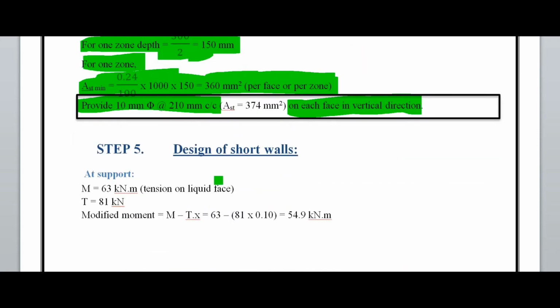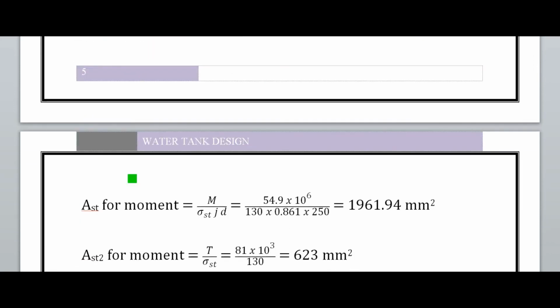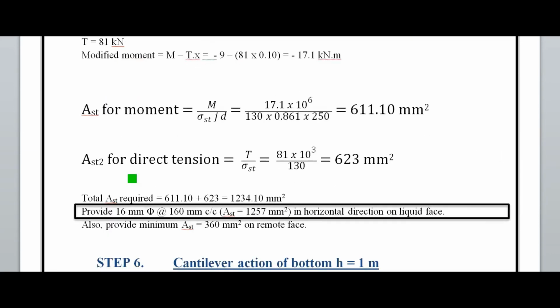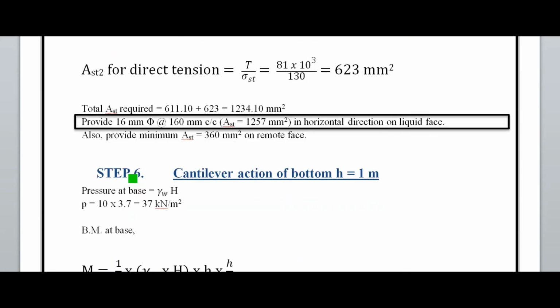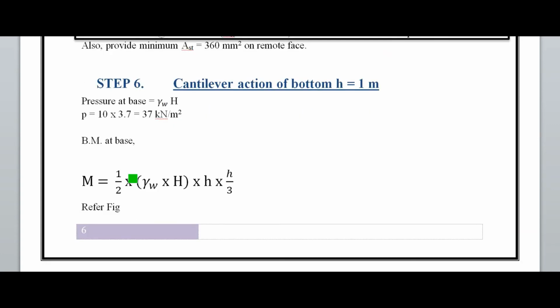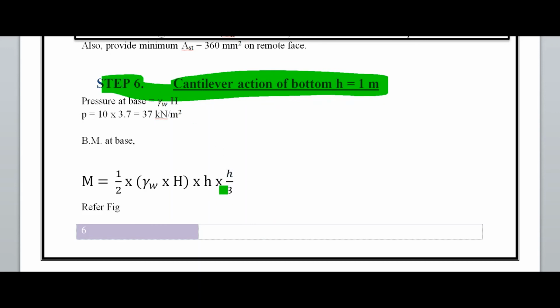Same steps for the design of the short wall, same equation, there are no changes. So the design of the short wall will be the same. Okay, now we are going to design the cantilever action at the bottom portion. We are going to design the cantilever action of the bottom portion.